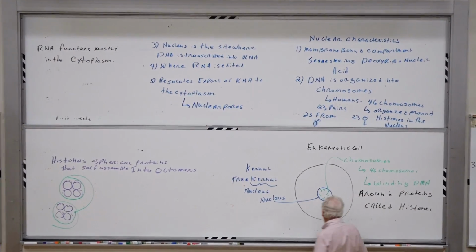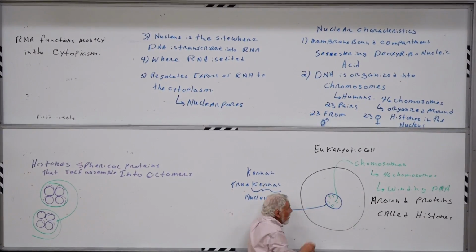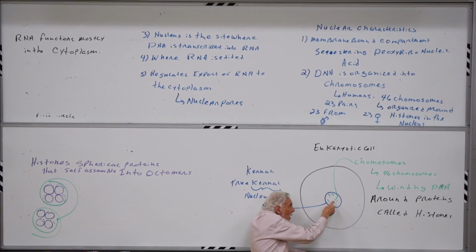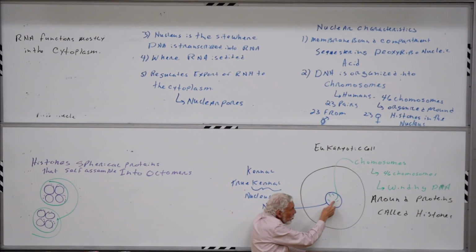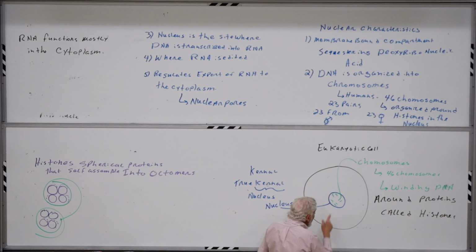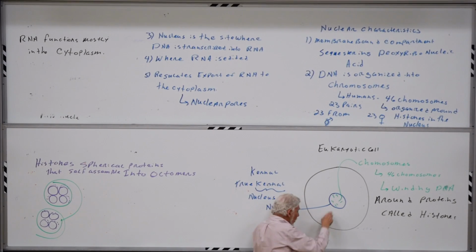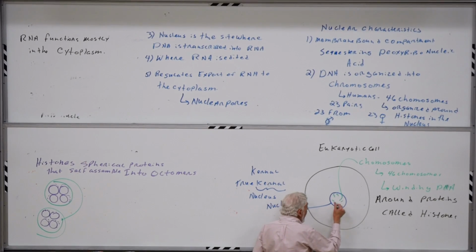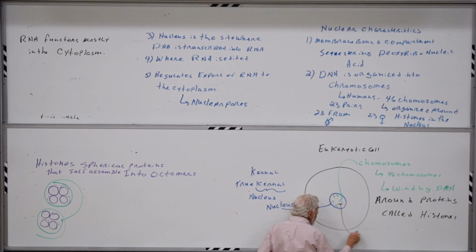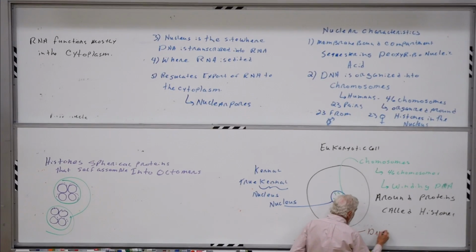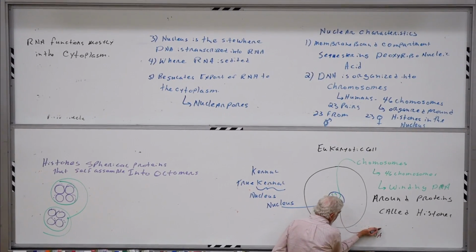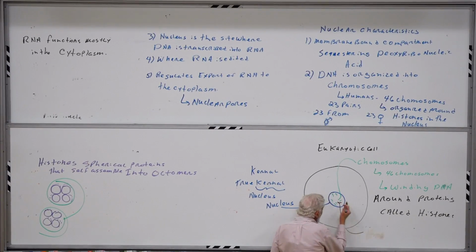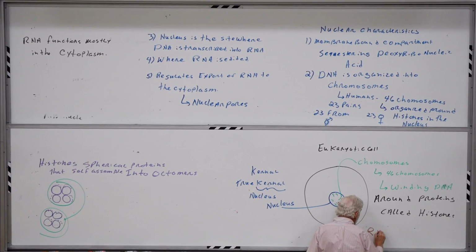So we have this nuclear structure. It's a membrane-bound compartment. The DNA is sequestered within this membrane-bound compartment, but it's within the membrane-bound compartment that we are now transcribing the DNA into RNA.